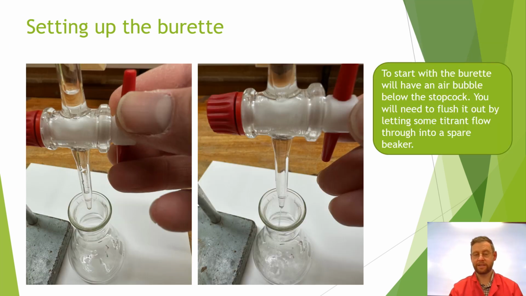Now, doing a titration is not just about tricking all your substances together and mixing them. Oh no, there are slight techniques you're going to have to employ to make sure that you get good results. And one of them is getting rid of the air bubble that might sit immediately below the stopcock.